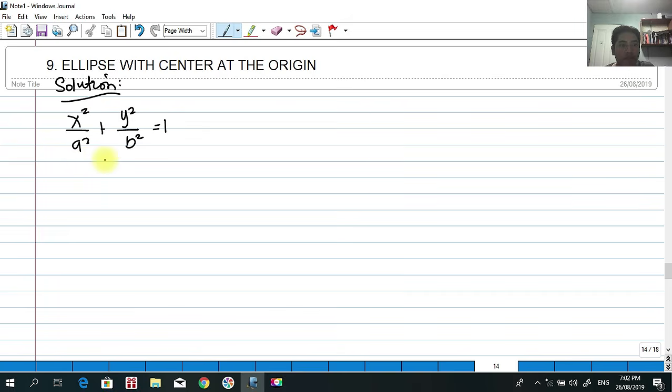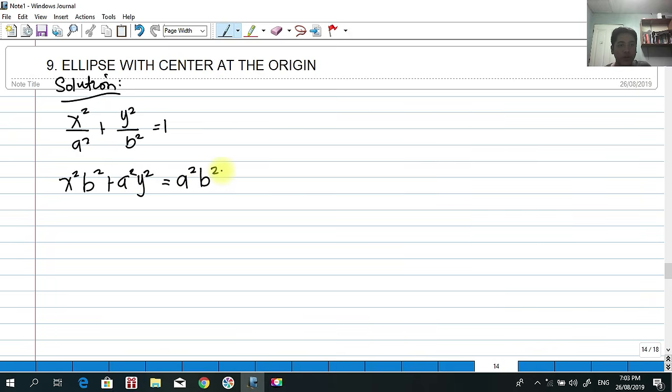Where a and b are actually constants, right? So what we are going to do here is, we have two arbitrary constants, so we're going to differentiate this equation twice. Rearranging the equation first, we have x squared times b squared plus a squared times y squared is equal to a squared b squared.